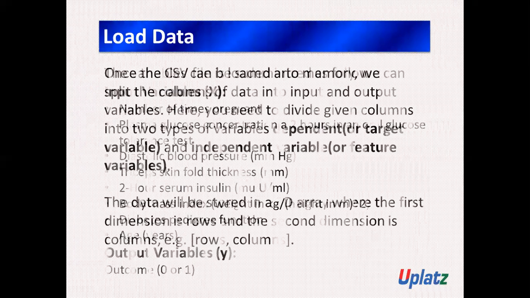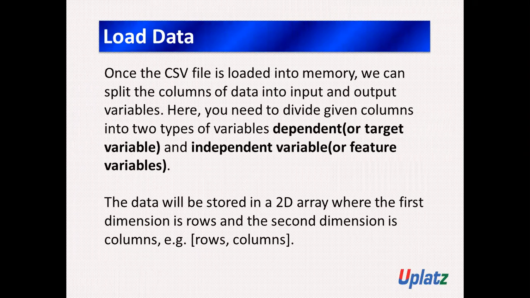Now let's see. Once the CSV file is loaded into memory, we can split the columns of data into input and output variables. There are 8 input variables and 1 output variable. Here we need to divide the given columns into 2 types of variable: dependent variable and independent variable. The dependent variable is our target variable, and the independent variable is our feature variable. The data will be stored in a 2-dimensional array where the first dimension is rows and the second dimension is the columns, so that is rows comma columns.